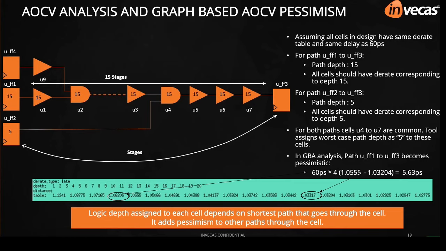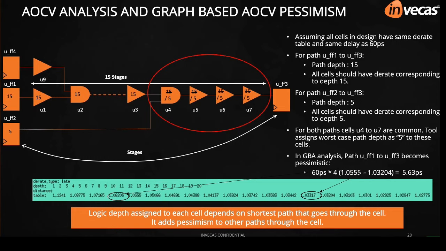Path 1, flip flop 1 to flip flop 3 with a logic depth of 15, and path 2, FF2 to FF3 with a logic depth of 5. When the tool does analysis for FF1 to FF3, since the logic depth is 15, a derate value corresponding to that logic depth is assigned to all the cells in the combinational path.